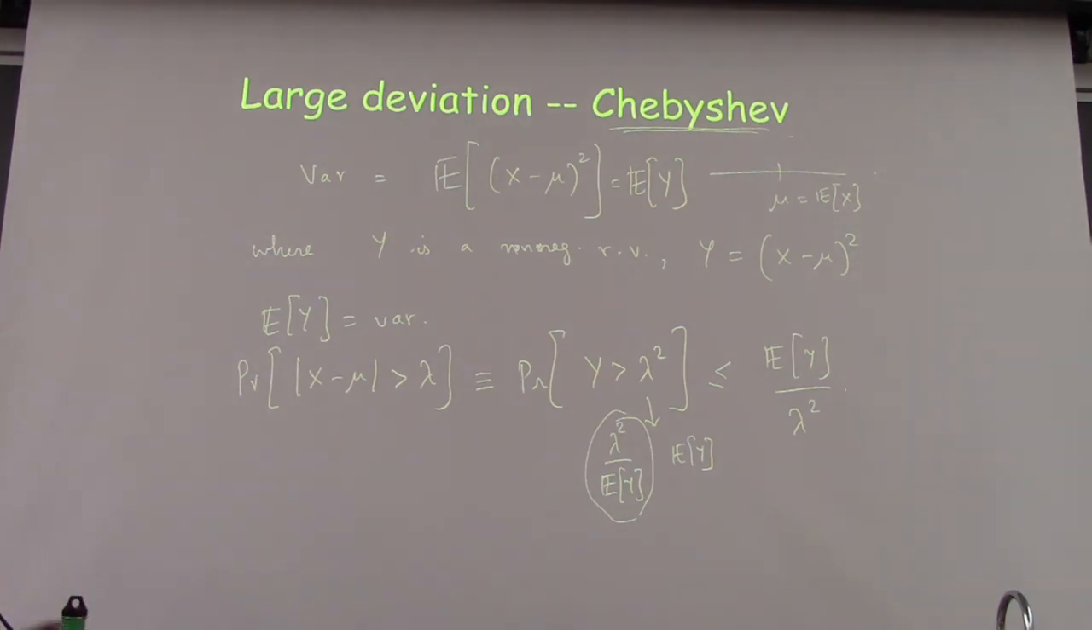So this is a powerful inequality. It's called Chebyshev's inequality, and basically it tells you what's the likelihood that some random variable deviates from its expectation. Okay? So if you have a random variable whose variance is small, then the likelihood that it deviates from its expectation is also small. Okay? So that's the general use case for this. And this is variance divided by lambda squared.